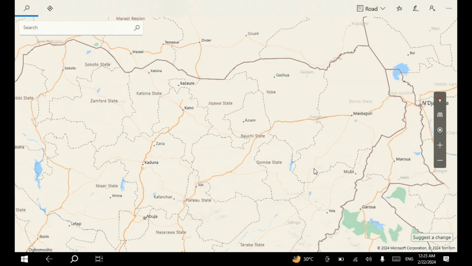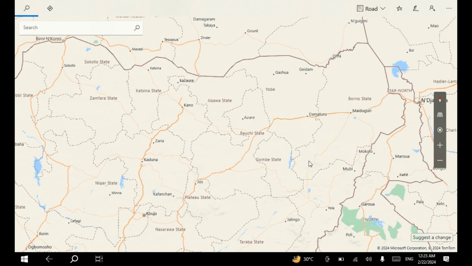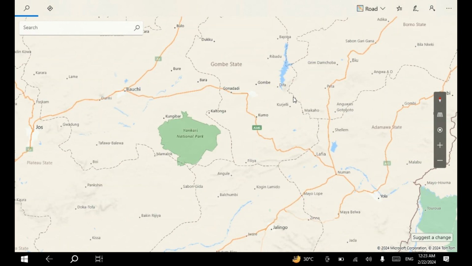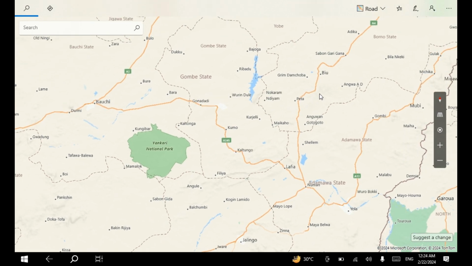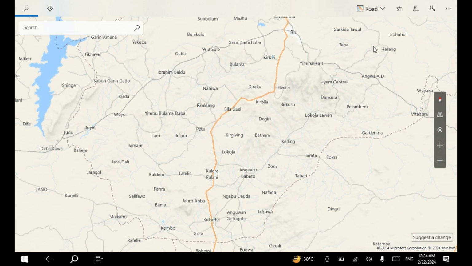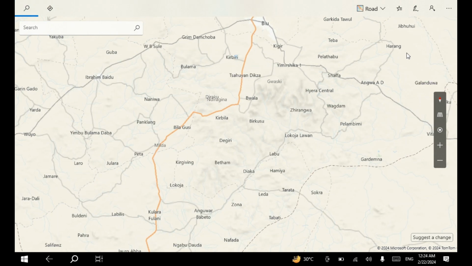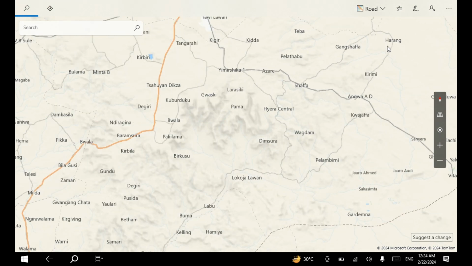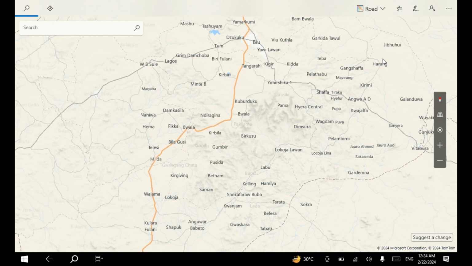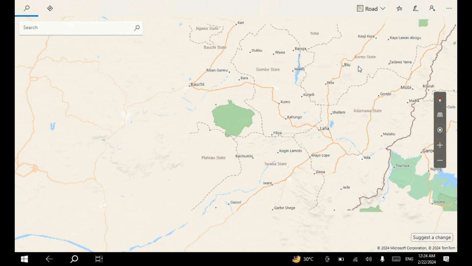And this is where Haran lived. Let me show you. This is where Haran lived. Haran. See that? See where Haran lived? This is where Haran lived. See that? This is where Haran lived, in Borno State, Nigeria. So they later on came, they followed Abram to the land of Canaan.